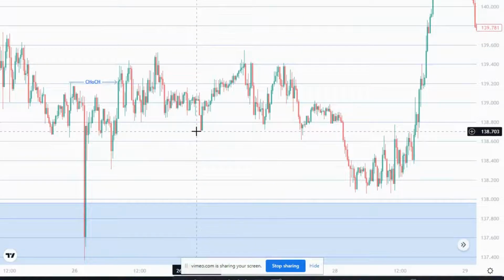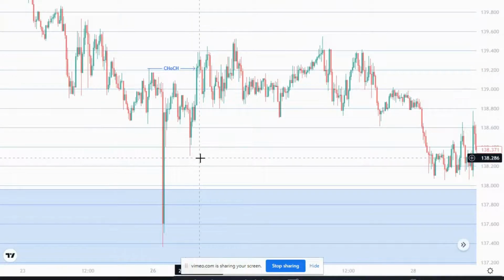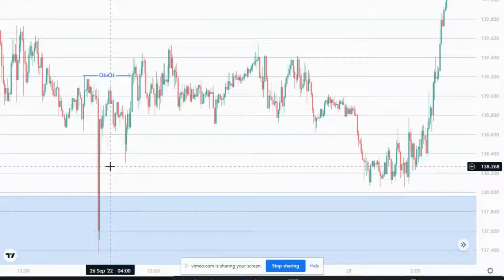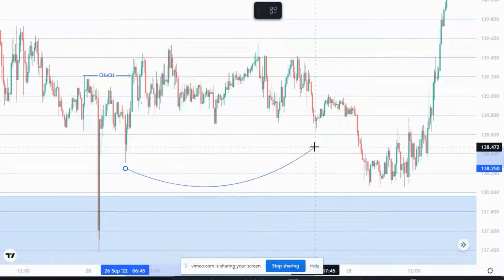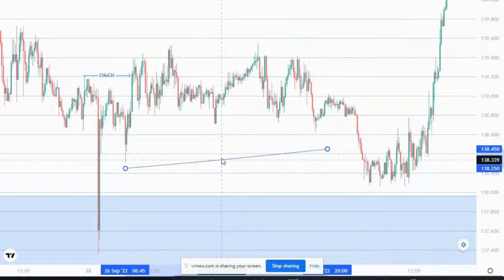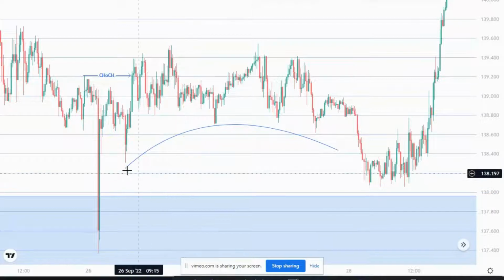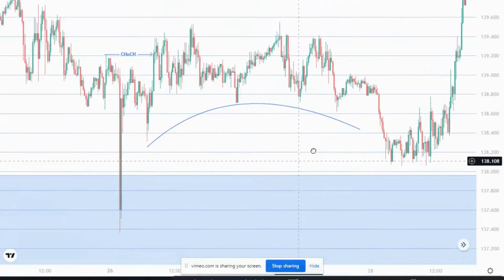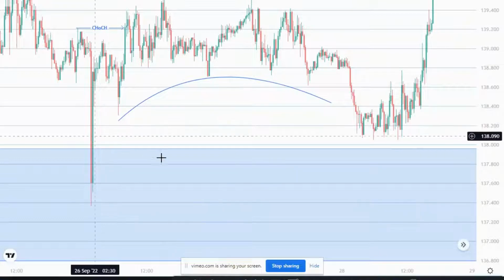And here we see some sorts of liquidity right here. Some sorts of liquidity like this. All these ones are liquidity: this low, this low, this low. These ones are just liquidity, right? So you look for the demand zone that is very low at this point, the demand zone that the market created at this point, and then we look for entry.